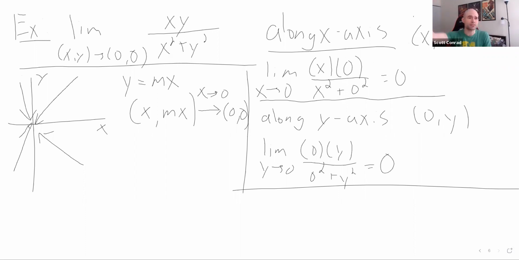And the nice thing about this is you can just leave m unspecified. And if the limit you get at the end depends on the m you plug in, if different m's give you different limits, then you know the limit doesn't exist, right? Because you can say go along y equals x and y equals 2x. If m equals 1 and m equals 2 give two different limits, then you know the limit doesn't exist. So let's check.